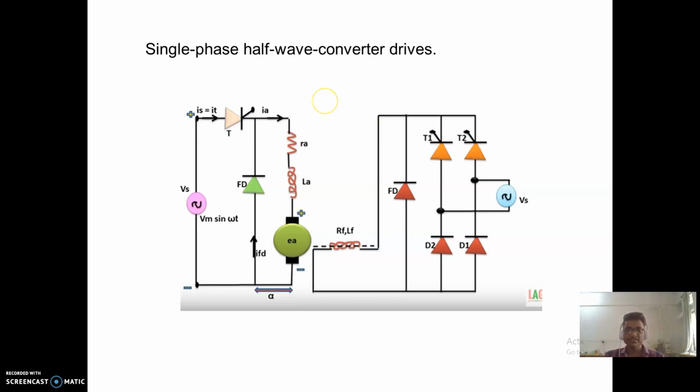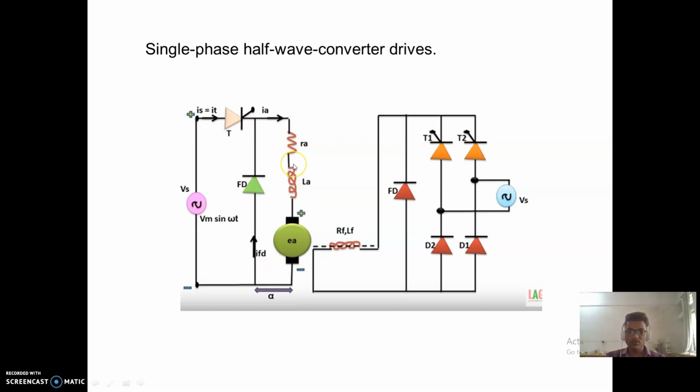This is the circuit diagram of single phase half wave converter drive. In that, the field winding is the same for all connections, but the only difference is in the armature winding. In a half wave converter drive, only one SCR is present, and a freewheeling diode is used. Suppose our Vs is a sinusoidal wave. During the positive half cycle, when the switch is on, the current flows through this path RA, LA, EA, and when the switch is off, the current flows through this freewheeling loop.